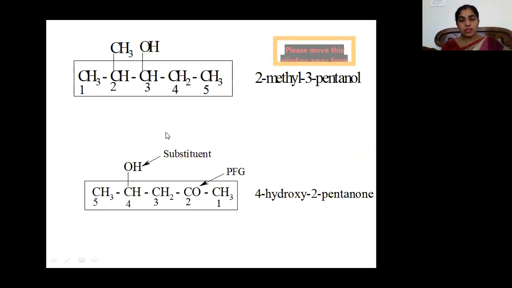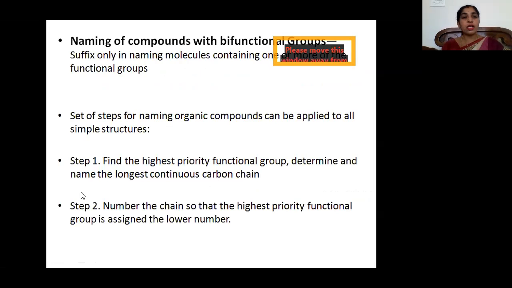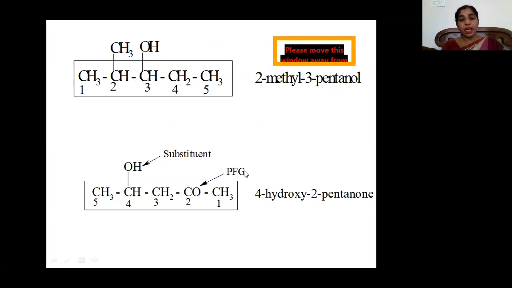So we discussed this as an example also. Now let us see a compound which has two functional groups, a bifunctional aliphatic compound. When there are two functional groups, how can we give the IUPAC name for this? Let us see the naming of compounds with bifunctional groups. Step 1, what do we have to follow? Find the highest priority functional group. Determine and name the longest continuous carbon chain. So find the highest priority functional group.